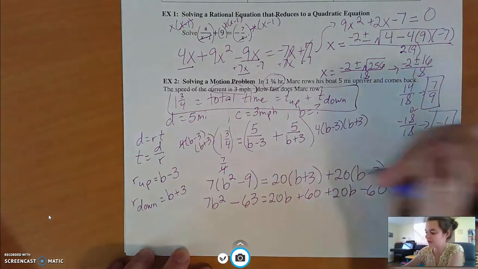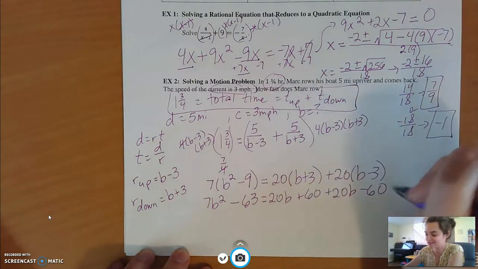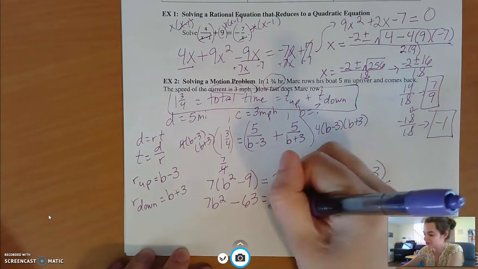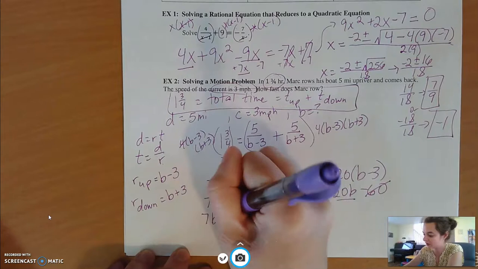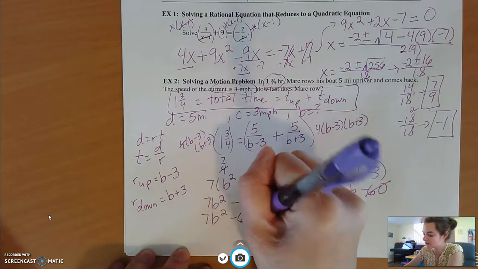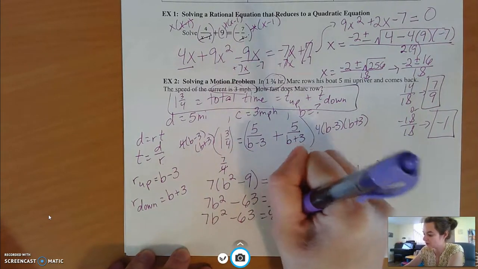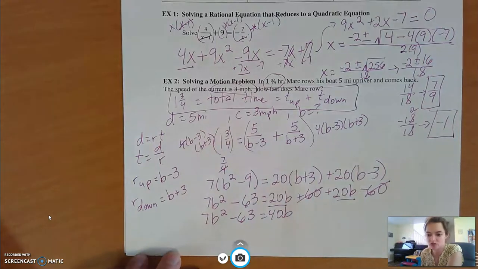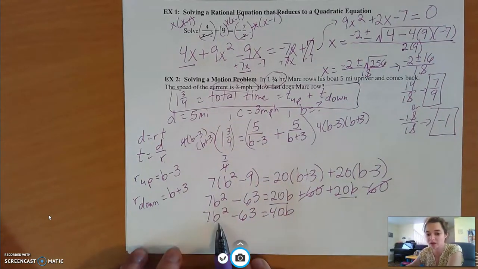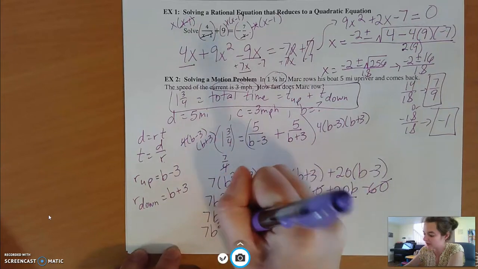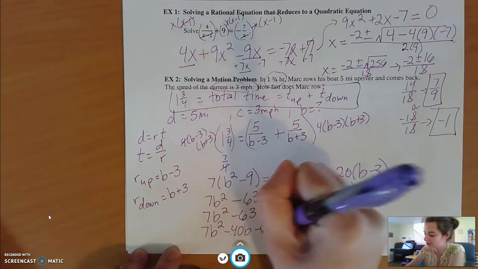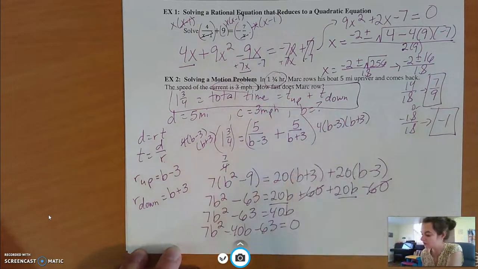And simplifying from here, 60 minus 60 would be 0. 20b plus 20b is 40b. So now I've got 7b squared minus 63 equals 40b. It is a quadratic. I know that because I have a b squared term. So I'm going to get everything on one side. I'm going to go ahead and subtract 40b to get 7b squared minus 40b minus 63 equals 0.